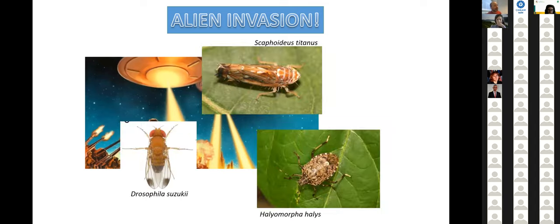I guess that all of you know the problem of alien invasion in terms of species, of insects, and not only, of course. But in my case, I'm an entomologist, so I'm going to talk about the new insects. In particular, Scaphoideus titanus is the main pest in our area in terms of vineyards and diseases associated to grapevine, in particular, Flavescence dorée.